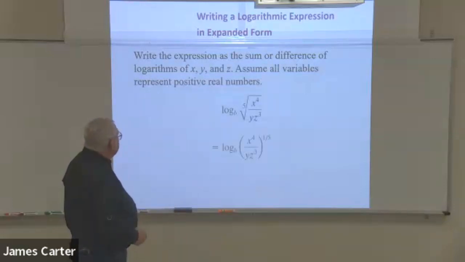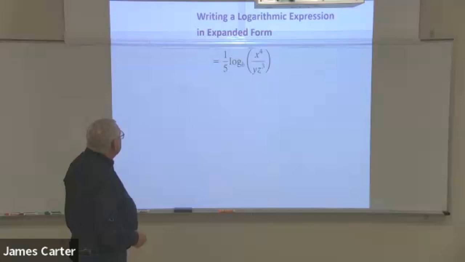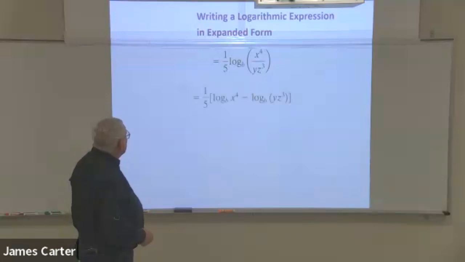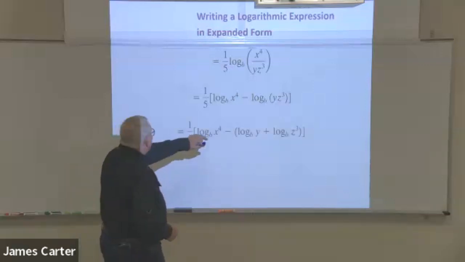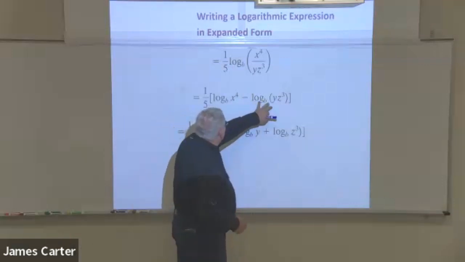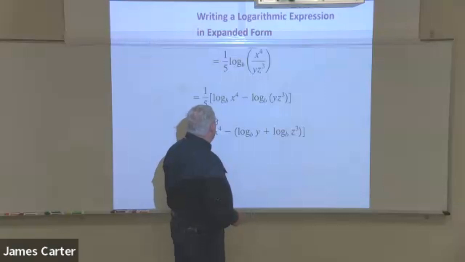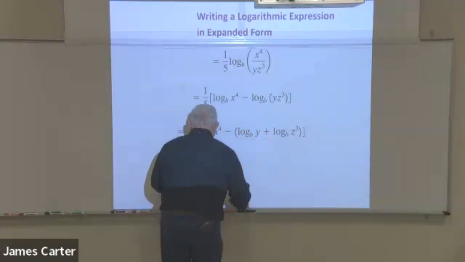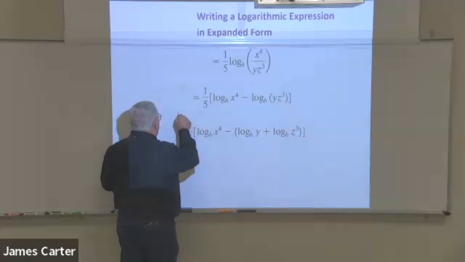Here, we change this to a 1/5 power to get rid of that radical. We bring the 1/5 out front. Okay, we're continuing. Now we're going to take the log b of x to the 4th minus the log b of yz cubed. Now this one, we can do this distribution. You can do it this way. You also can do this step another way.